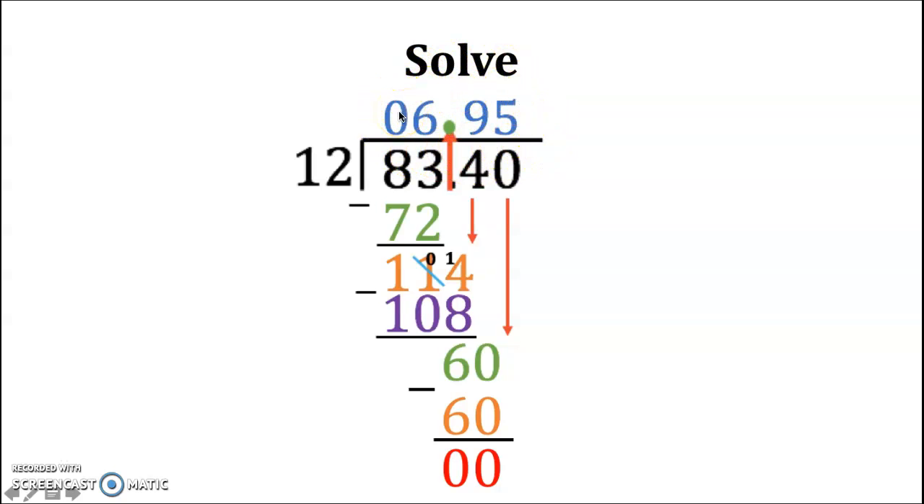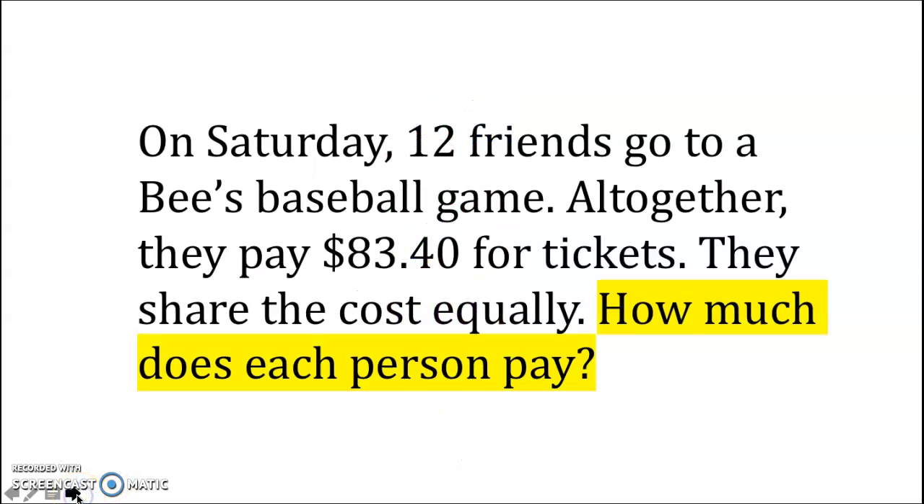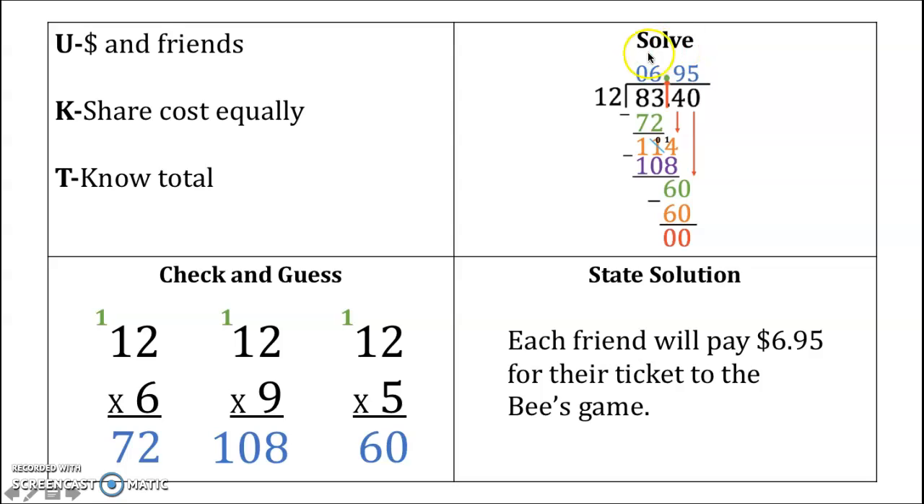However, this doesn't have any meaning unless we look back to what the problem's asking us. You can find what the problem is asking by looking at the last sentence of the word problem. It says, how much does each person pay? Looking back at my quotient, I see 6 and 95/100ths. However, that doesn't make any sense. There's no unit attached to it. I need to add that dollar sign back in, and I'm going to state my solution. Each friend will pay $6.95 for their ticket to go to the Bees game.